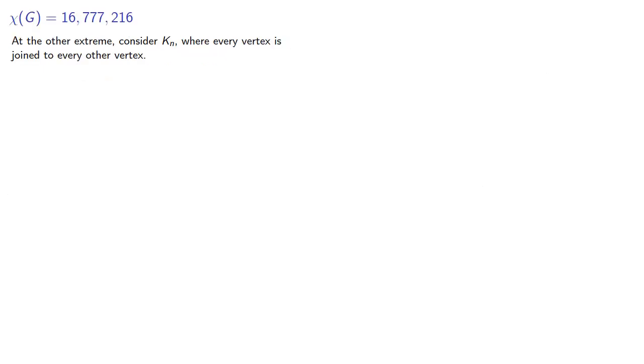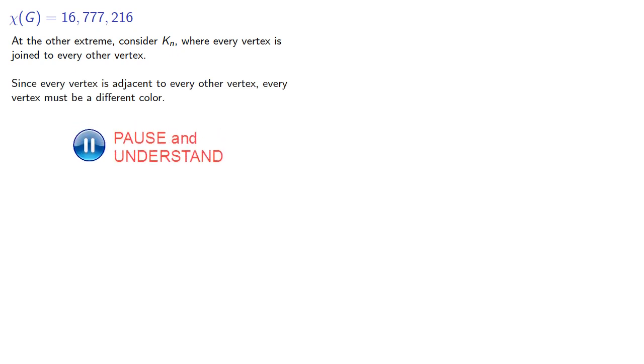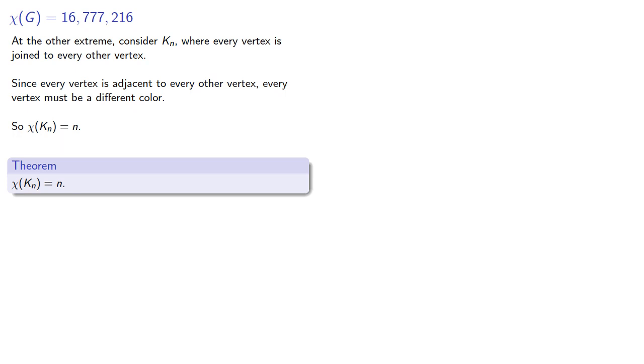At the other extreme, let's consider K_n, the complete graph on n vertices where every vertex is joined to every other vertex. Since every vertex is adjacent to every vertex, every vertex must be a different color. So our chromatic number is n. And so we have the chromatic number of the complete graph on n vertices is n.